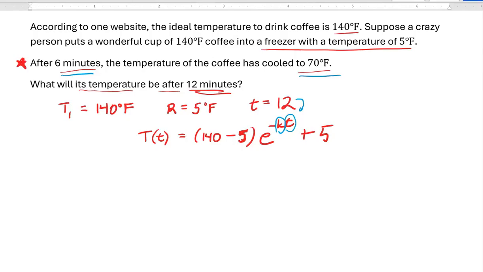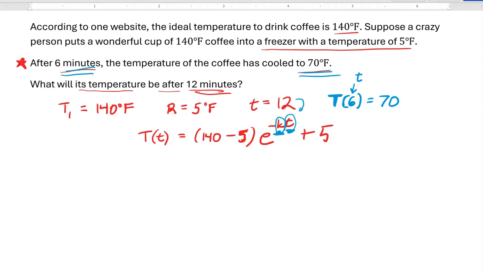Because if you plug 12 in for T, that's great, but you don't have a number to plug in for K. We don't have the K number, all right? So that is what this 6 minutes and cool down to 70 degrees is. Because what that tells me is the final temperature after 6 minutes is 70 degrees. Okay, so now this 6 minutes would be another time number to put in.